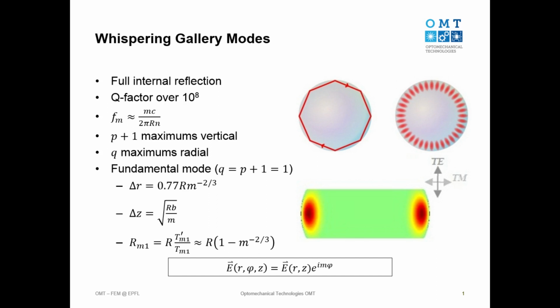And the most important thing is that this mode can be exactly seen as the following. The azimuthal dependence of this mode is exactly the complex exponent, with m the azimuthal number. And of course, they can be TE or TM, depending on the direction of the field.